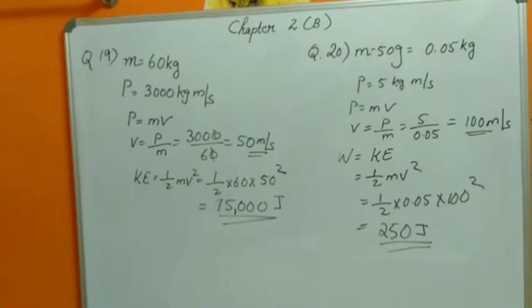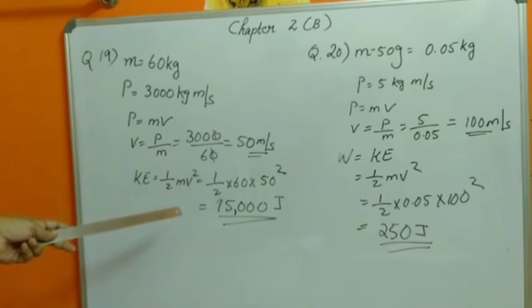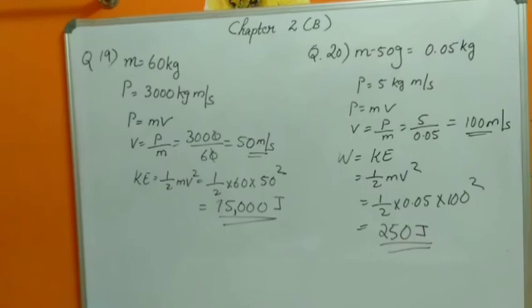So that is the first question. You are asked to calculate the speed of the body, speed of the body or velocity of the body. We will get the answer 50 meter per second. Second question is calculate the kinetic energy. Kinetic energy is equal to half mv square. Half into 60 into 50 square. You will get 75,000 joule. In your textbook, it is written 7.5 into 10 raised to 4. Either you can write as a power of 10 or directly you can write 75,000 joule.